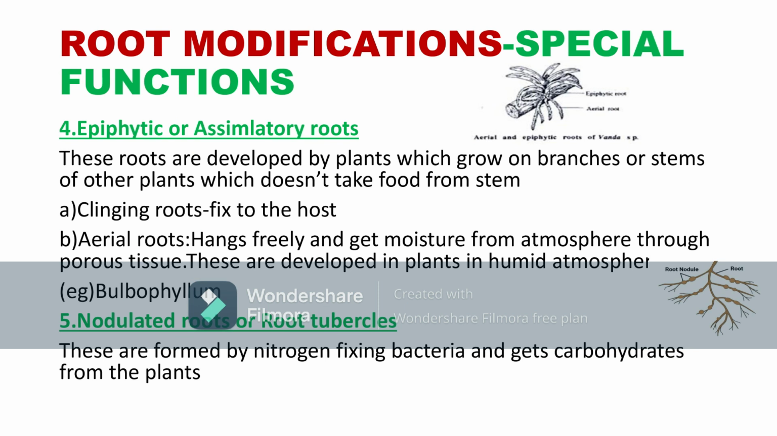Epiphytic or assimilatory roots: these roots are developed by plants which grow on branches or stems of other plants, which doesn't take food from them. Clinging roots fix them to the host. Aerial roots hang freely and get moisture from the atmosphere. Example, Bulbophyllum. Nodulated roots or root tubercles are formed by nitrogen fixing bacteria, which get carbohydrates from the plants. Example, plants in the Leguminaceae family.